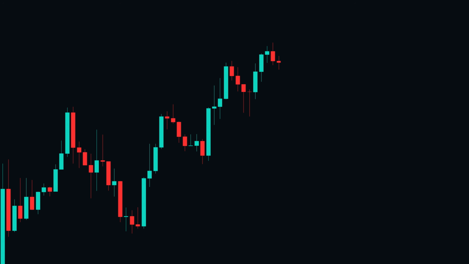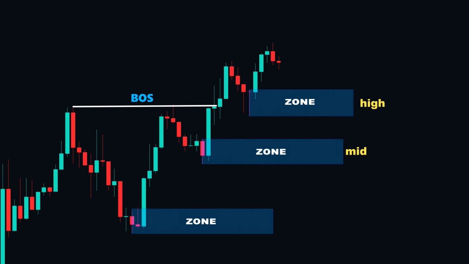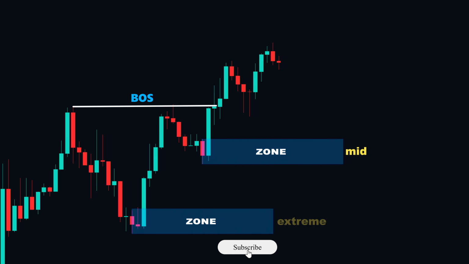Let's look at an uptrend. Price is making higher highs and higher lows, so we only want buys. We've got 3 demand zones: high, mid, and extreme. Which one do we pick? Step 1, rule out the top zone. There's a clear imbalance beneath it which will pull price lower. Now we're left with the mid and extreme zones.